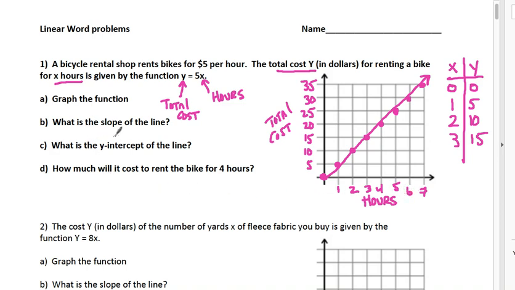Part B, what's the slope of the line? Well, here's our equation again, y equals 5x. Now that kind of looks like y equals mx plus b. The only problem is there's no plus b. So essentially it's like plus 0. If that helps you to see that this is an equation of a line just like this, then when it asks you for the slope, it's just the number in front of x. So in this case, the slope is 5.